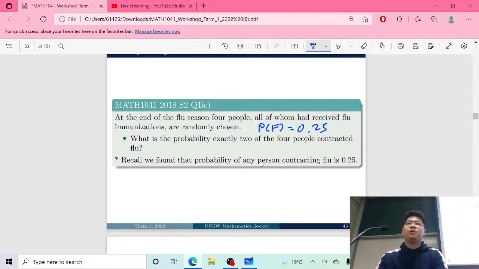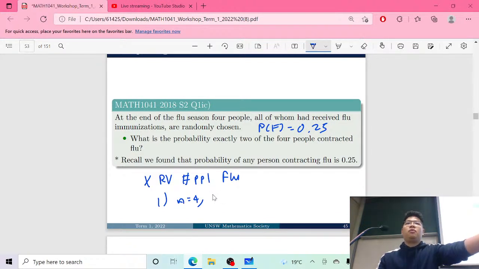We can use a binomial distribution like this. The first thing you have to notice is that if x is the random variable representing the number of people with flu, then this is a binomially distributed random variable. Why is this? We have n number of trials, n being 4, and each trial is independent of the others. In other words, one person having flu is independent of another person having flu. That's the logic here, so criteria 1 is satisfied.